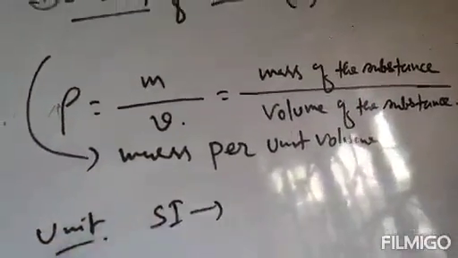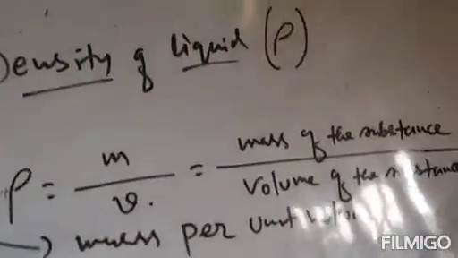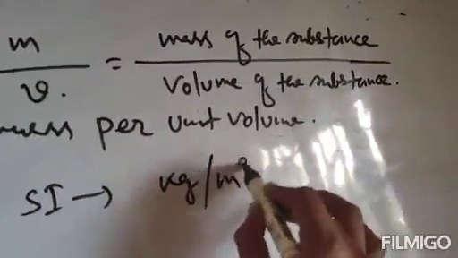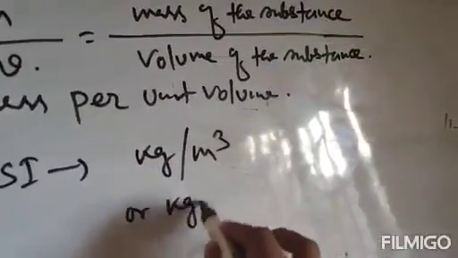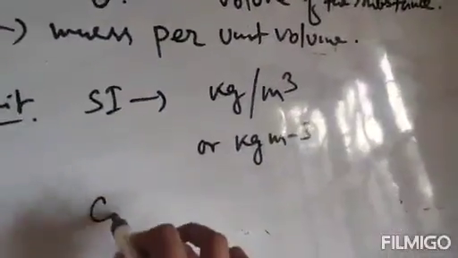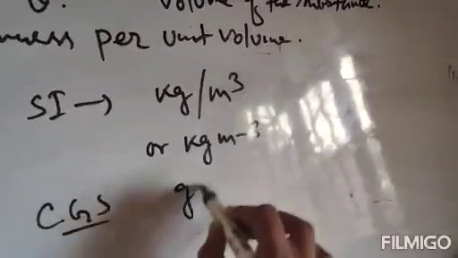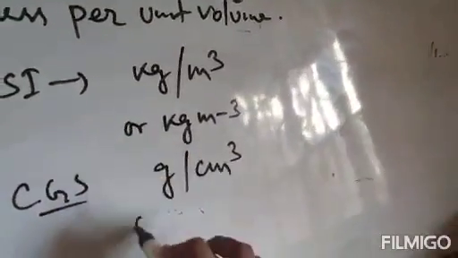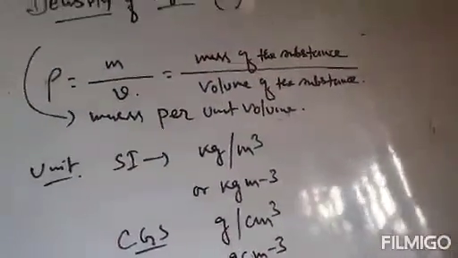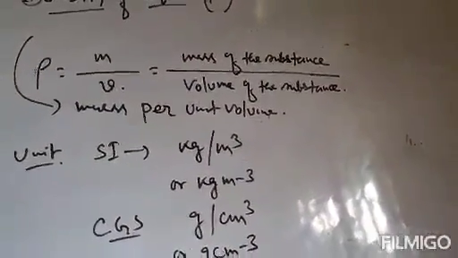The SI unit of density is kilogram per meter cube, that is kg/meter to the power 3, or you can also write kg meter to the power -3. This is the SI unit of density. Its CGS unit is gram per centimeter cube, or you can write gram centimeter to the power -3.